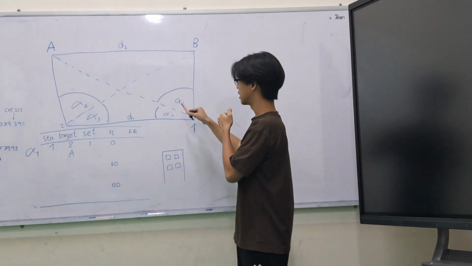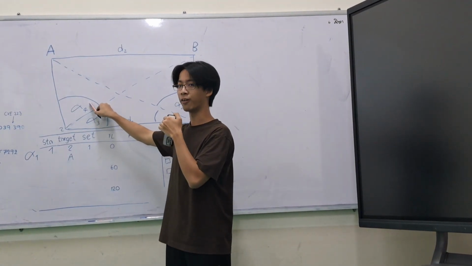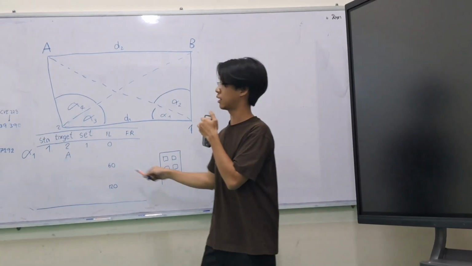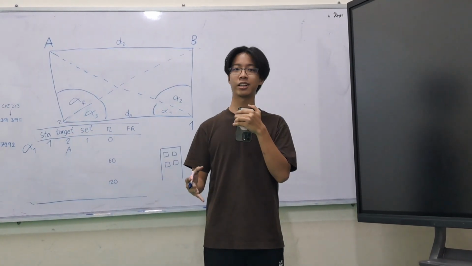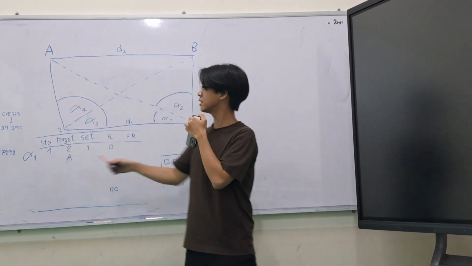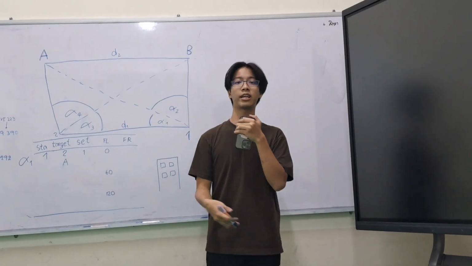The first is angle alpha 1, alpha 2, alpha 3, and alpha 4. And last but not least is D1, which is the distance between point 1 and point 2. When you go in the field work, you need to find the location of point 1 and point 2 by yourself. At this location, you should see both building A and building B so you can measure the angle.